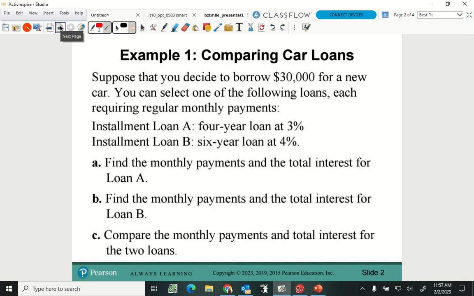Now, let's go through the problem. Suppose you decide to borrow $30,000 for a new car. So what does that mean if you're borrowing money? It's a negative. You could select one of the following loans, each requiring monthly payments. So installment, 4-year loan, 3%. Let's try that one first. 4-year loan at 3%.